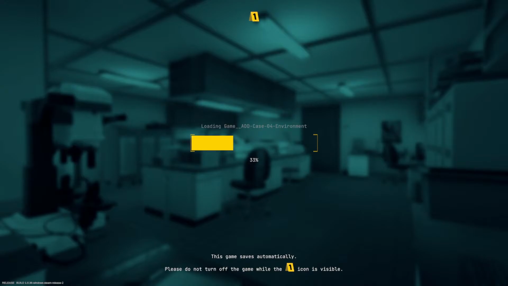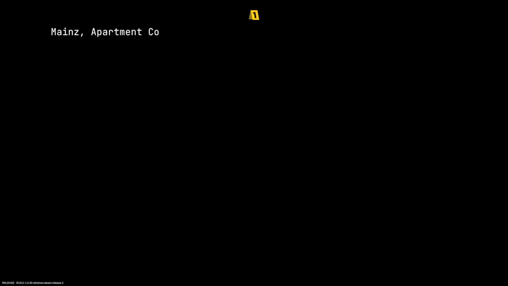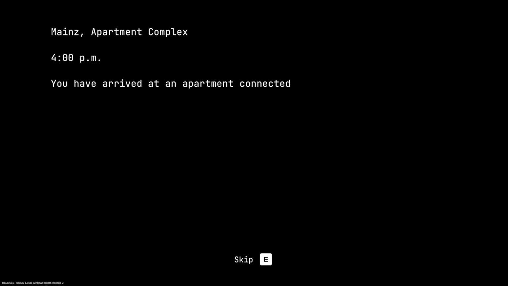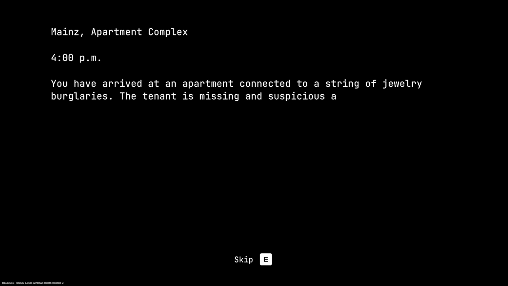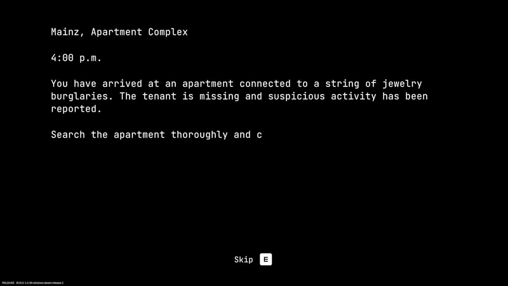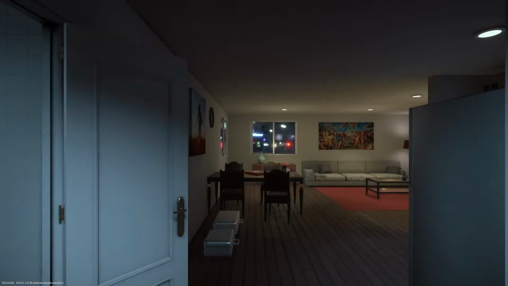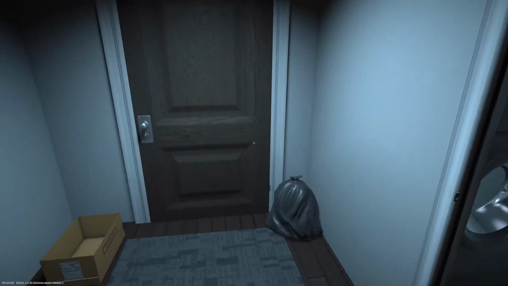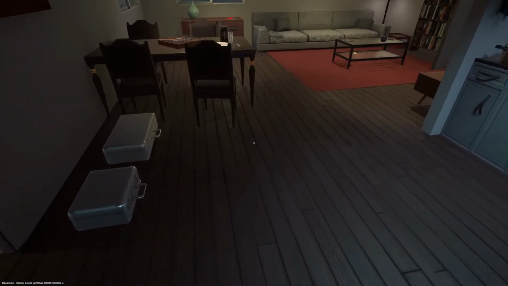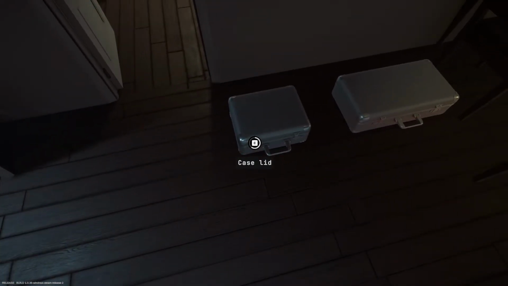Alright, let's go to the crime scene. Alright, the Maine's apartment complex, 4 p.m. You have arrived at an apartment connected to a string of jewelry burglaries. The tenant is missing and suspicious activity has been reported. Search the apartment thoroughly and collect all relevant evidence. Hey, you got it, boss. Alright, what do I got here for tools?